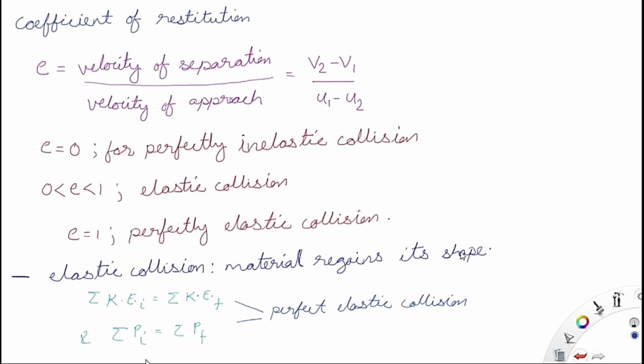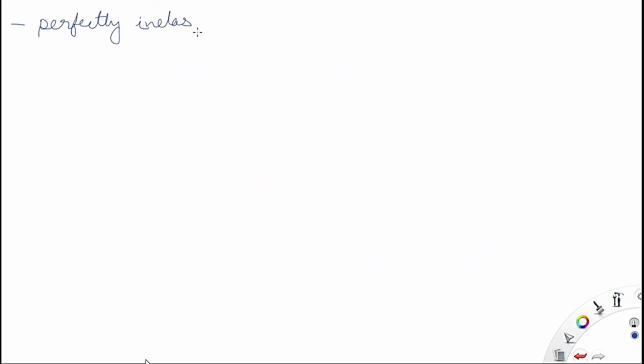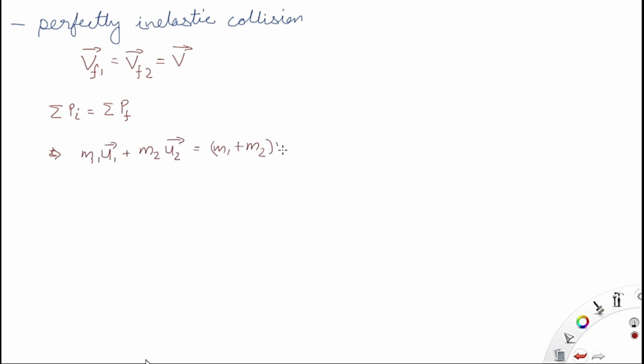Now for a perfectly inelastic collision, v2 is equal to v1, meaning the final velocity of mass m1 is equal to the final velocity of mass m2. Linear momentum is also conserved because no external force is acting. So m1 u1 plus m2 u2 is equal to (m1 plus m2) into v, where v is the final velocity of both m1 and m2. But in a perfectly inelastic collision, the final kinetic energy is less than the initial kinetic energy, meaning there is a loss of energy.